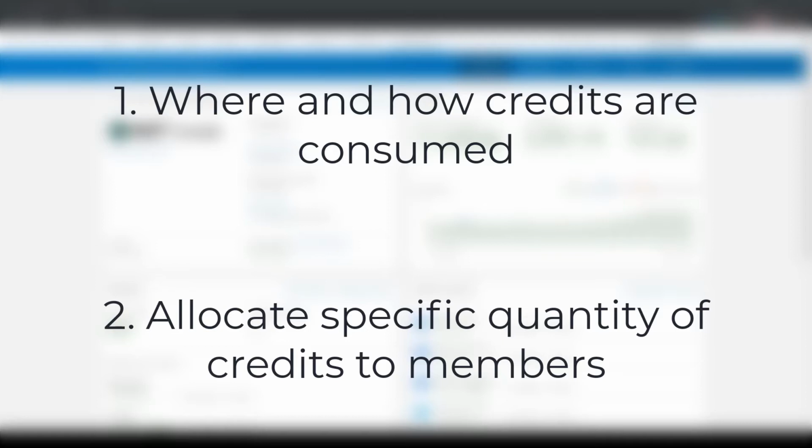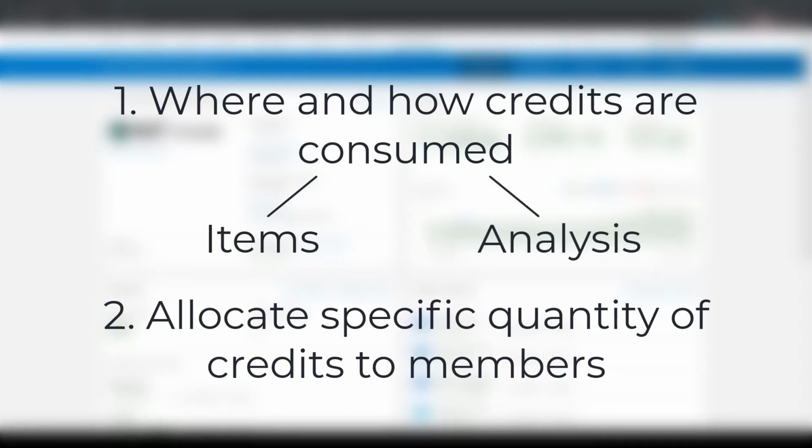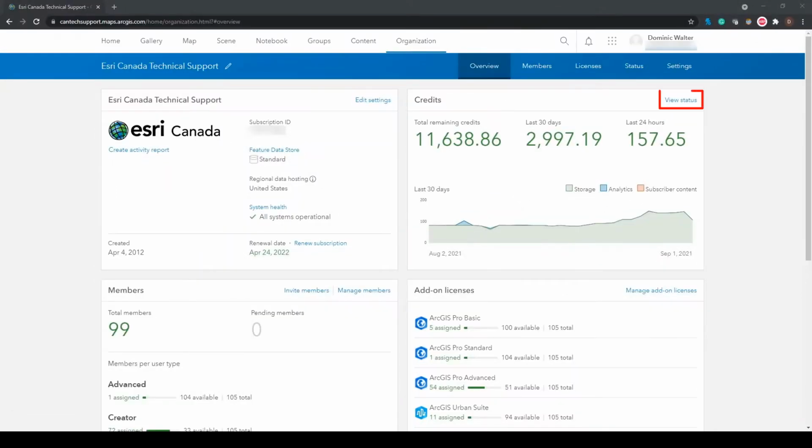There will come a point where you'd like to identify how many credits are being consumed by items stored or how many credits were consumed for analytics. We can locate this information by navigating to the Credit Summary dashboard by clicking the View Status from the Credit section on the Overview page.